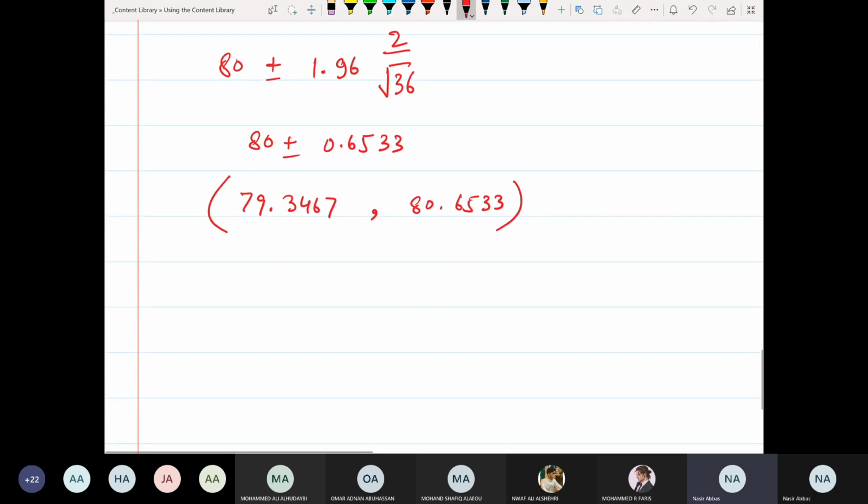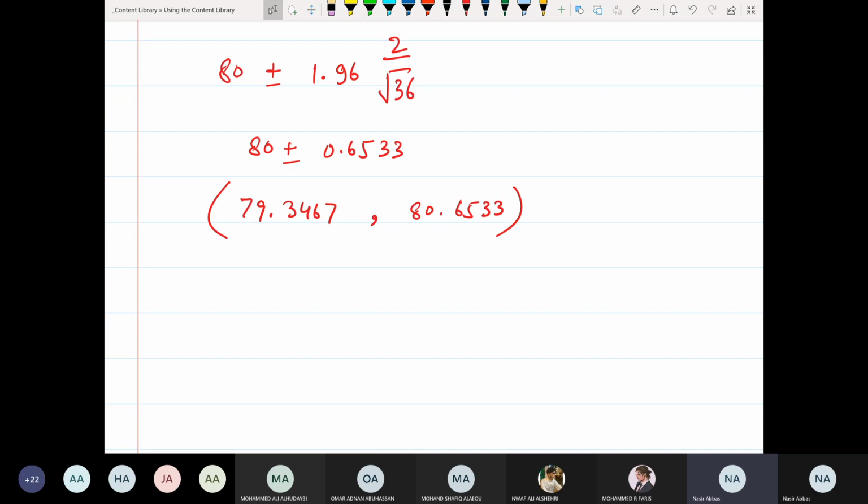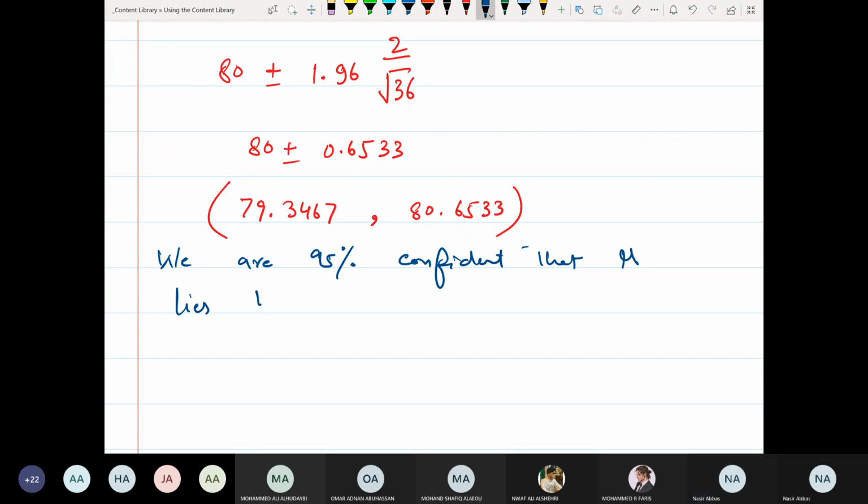Once this is calculated, you will say we are 95% confident that mu lies between 79.3467 and 80.6533. That completes the solution.